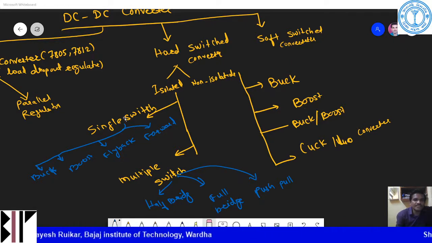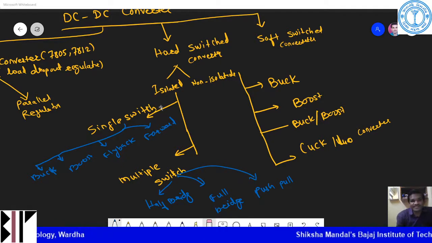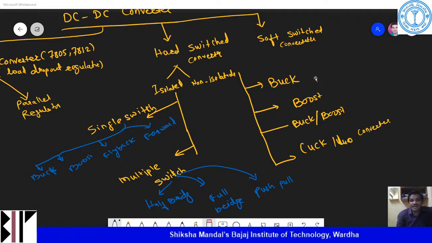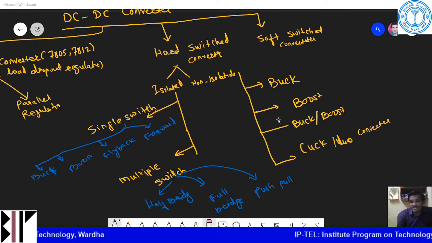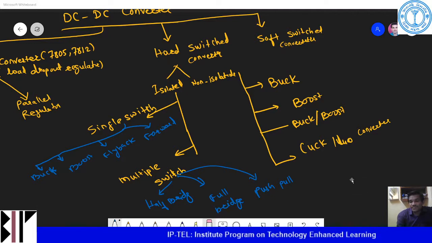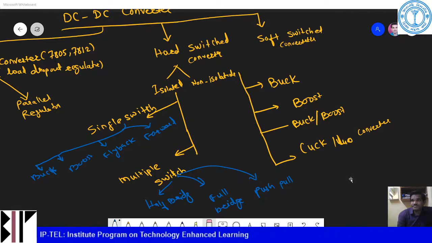Likewise, here you can see this is your linear regulator, like your 7805 IC. And this is a hard switched or non-isolated type of converter. Maybe you've seen it in some circuit boards in your laptop motherboard or somewhere else. And this is your isolated power supply, which you can see in your computer, in your laptops, in your charger.